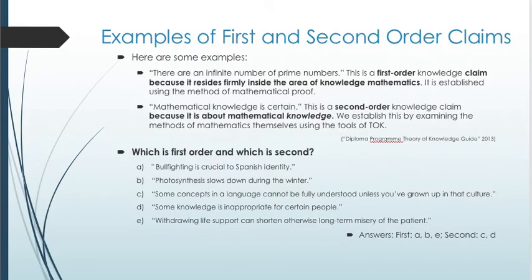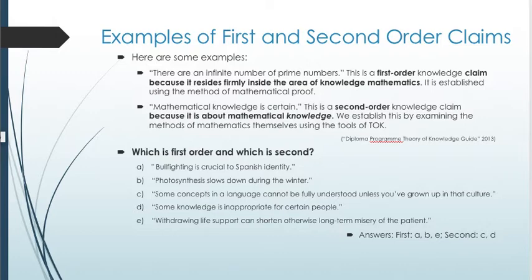So, examples of first and second order claims. Here are some examples just to help you get an idea. There are an infinite number of prime numbers. This is a first order knowledge claim because it resides firmly inside the area of knowledge mathematics. It's established using the method of mathematical proof. Mathematical knowledge is certain. This, however, is a second order knowledge claim because it's about mathematical knowledge. It's not about mathematics itself, it's about knowledge within mathematics. So we establish this by examining the methods of mathematics themselves and then using the tools of TOK to come up with this question and attempt to answer it.